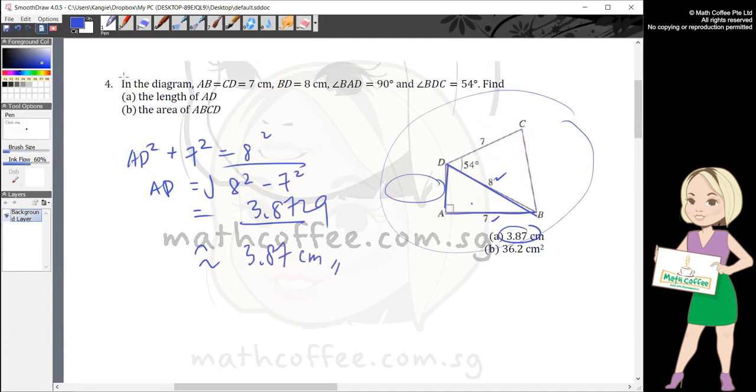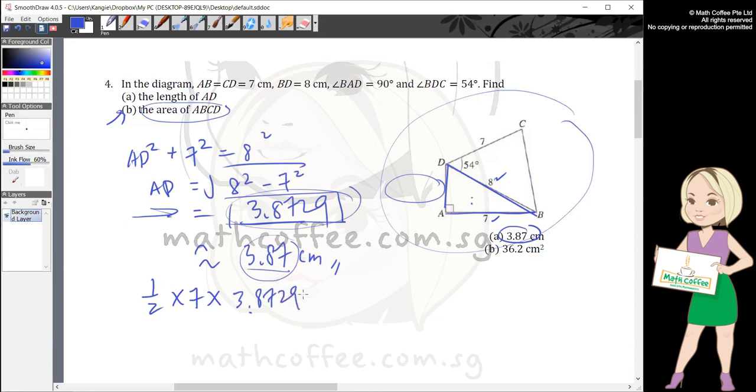But take note that in part B, when they ask to find the area, you want half times base times height. So I will take half times 7 times the height. Never use the rounded-off one. Always use the long number. That is why I always ask my students to write the long number, because otherwise you will lose the accuracy of the answer. So half times 7 times 3.8729, you will get 13.5515. This is the area of the right angle triangle.